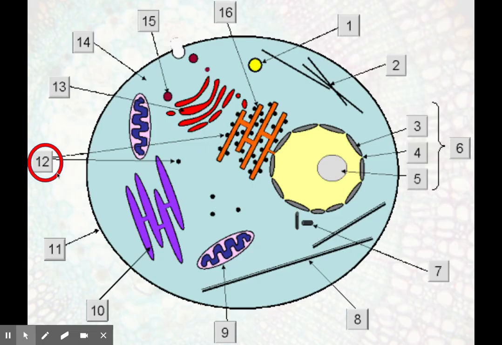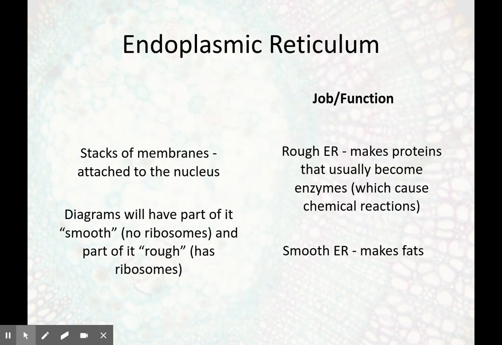Here we have, looks like number 12 is pointing to ribosomes both on the rough ER and on floating around in the cytoplasm. Okay, so the endoplasmic reticulum. You can recognize the rough endoplasmic reticulum or the smooth endoplasmic reticulum by being stacks of membranes attached to the nucleus. So if you find the nucleus, always, if it's a good diagram, right next to it is the endoplasmic reticulum.